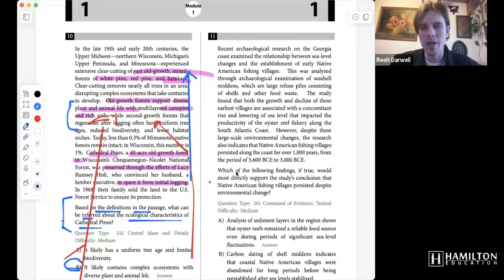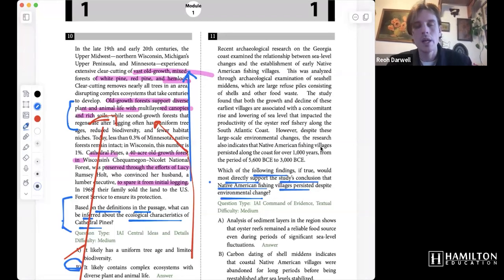All right, question 11, we have a command of evidence question. It's our first command of evidence question on this test. That means we are going to connect some element of our text with some element of a kind of study future sort of thing, okay? So which of the following findings, if true, would most directly support the study's conclusion that Native American fishing villages persisted despite environmental change? All right. So we are looking to support the study's conclusion that these things persisted. So that's their conclusion. We see that up here.